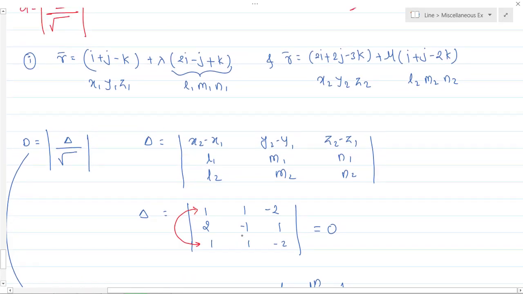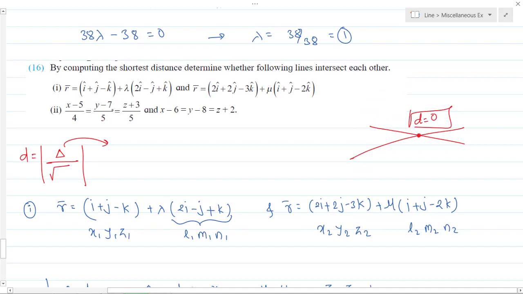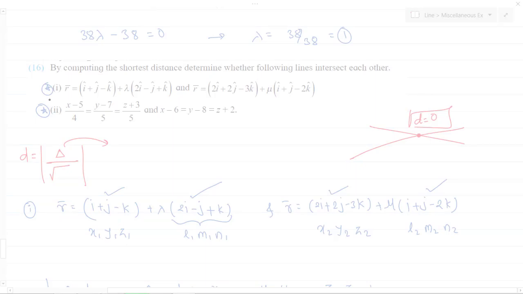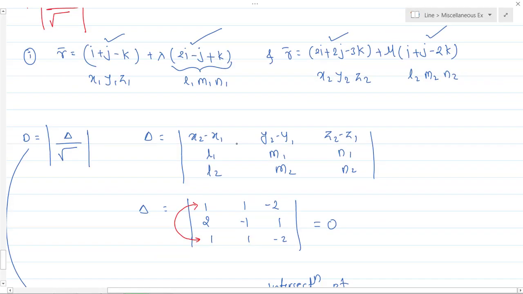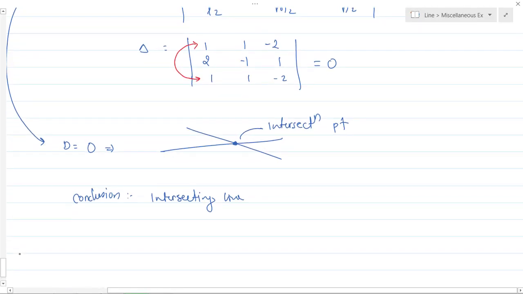Perfect. So the only task is to get the proper values of x1, y1, z1, and x2, y2, z2, the direction ratios of the first line and the direction ratios of the second line. This is the only task we require. Similarly, can you find the second one? Let me take the second question and paste it there, and let's solve this second one.